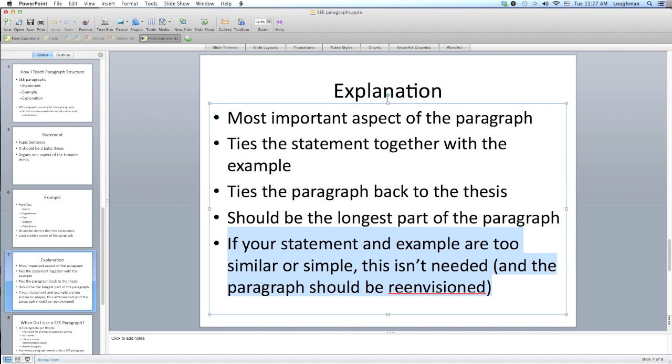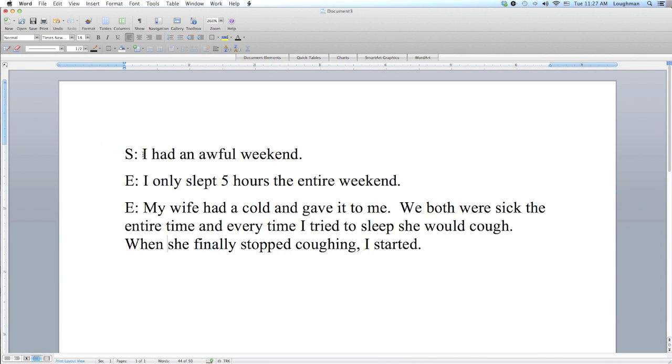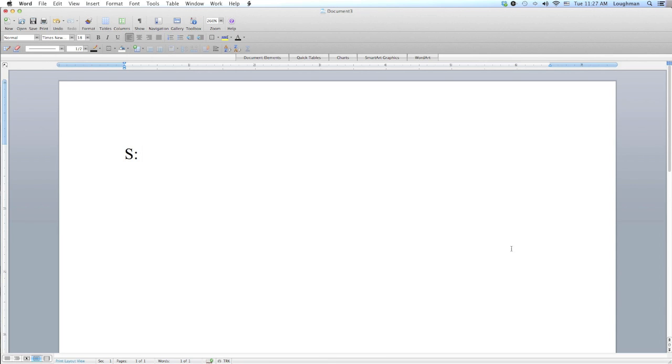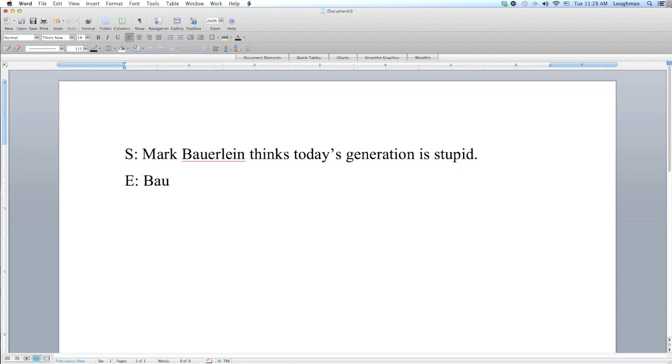What I mean by that is if you say something like, I'm not saying he actually says this, it's a fake quote, but if your statement is, Mark Bauerlein thinks today's generation is stupid, and then your example is Bauerlein claims today's generation is stupid, they're too similar. Your statement and example are too similar. You don't need a whole paragraph to prove it.